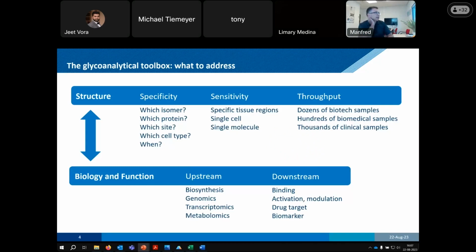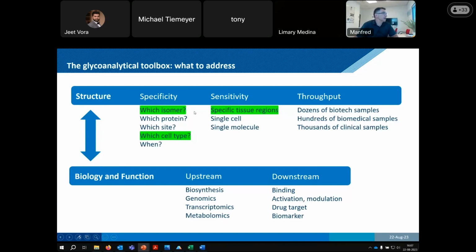Now, today I will try to focus a bit on data and data structure. So what type of data are we generating? But all of that is driven for a big part on the questions we try to answer. And those are related to structures of glycans and glycoconjugates, but also to their biological function. And the mass spec is our center stage technology.